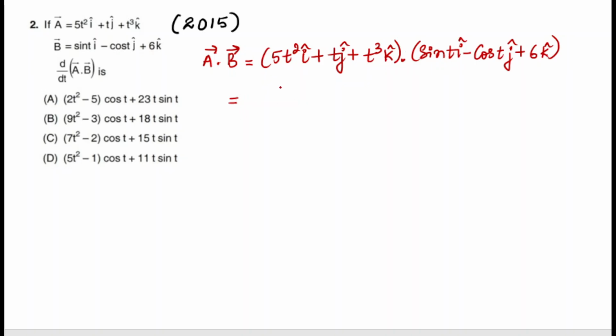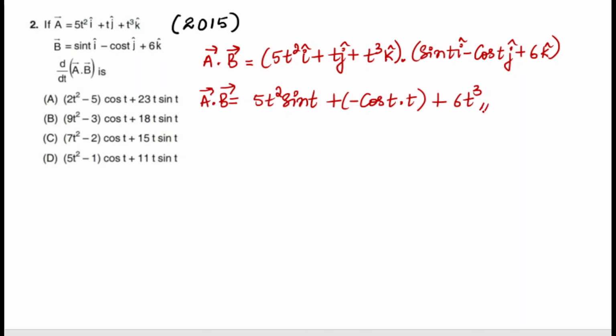i cap dot i cap, which is equal to 1, it will be 5 times t square sin t, plus, plus into minus, it will be minus of t into cos t, j cap dot j cap, which is equal to 1, plus 6 into t cube, that is 6 times t cube, k cap dot k cap, which is equal to 1. So we got the value of a vector dot b vector to be equal to this value.